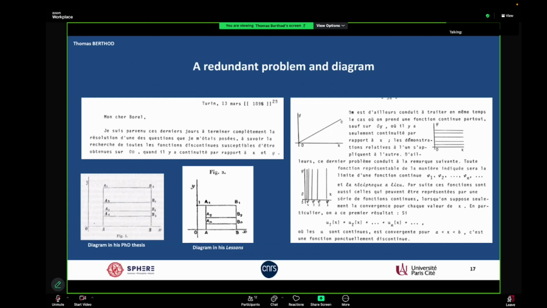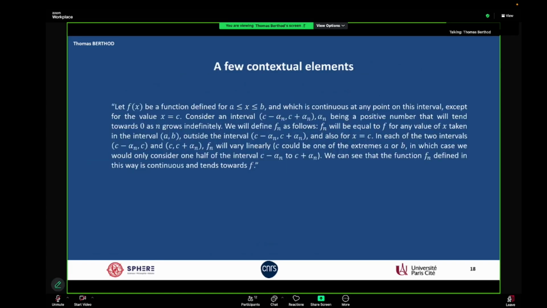So just turn to have this exact. But here is a letter of Baire to Borel, and you could see that you have exactly the same diagrams as in his PhD thesis or in his lesson. So this is really a redundant diagram and a redundant problem, about the problem of the function of the variables that I evoked just before.